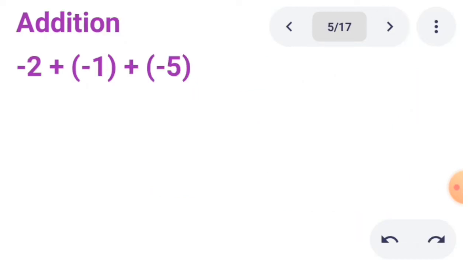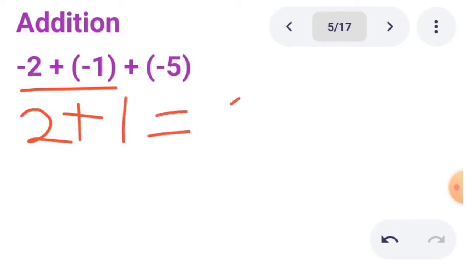Let's see another example. Now we have three numbers. We have a -2, -1, and a -5. We want to add these numbers. First, let's take the first two, a -2 and a -1. Because they have the same sign, we find the sum of the two numbers. So the sum of 2 and 1 will give us a 3. Now the sign before the two numbers is a negative sign, so we simply put a negative sign in front of the 3. And now we want to add it to the last number, which is a -5. So -3 plus a -5.